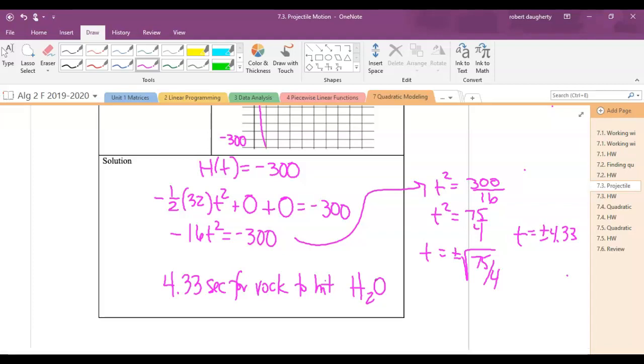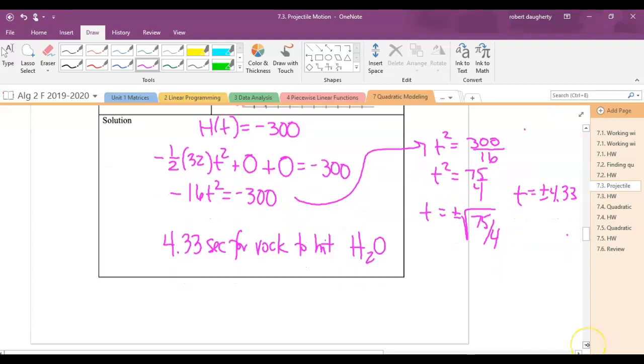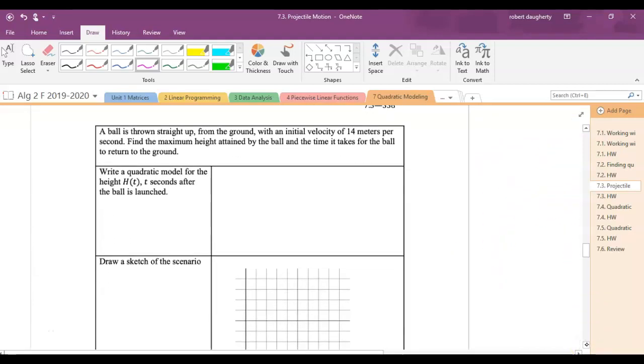Again, all these problems should start to feel familiar. It's a parabola. You plug in values. I'm asking when does the height equal something, or when does it hit the ground, or what's its maximum height? Those are all ways of just setting it equal to 0 or finding a vertex. Look at this one, a little bit different question. A ball is thrown straight up from the ground with an initial velocity of 14 meters per second. Find the maximum height attained by the ball and the time for the ball to return to the ground.